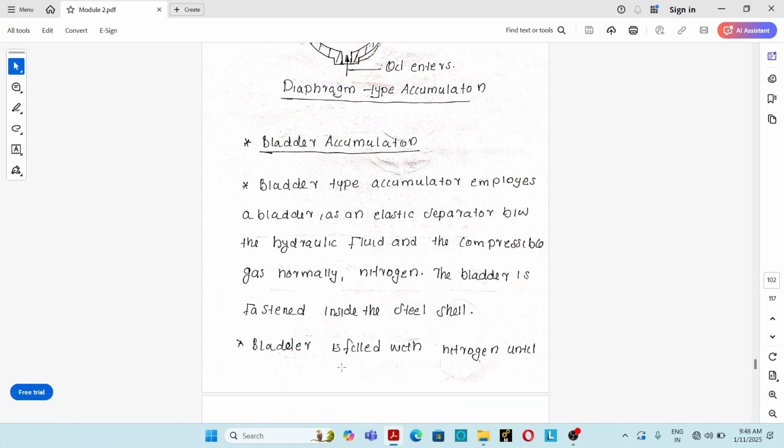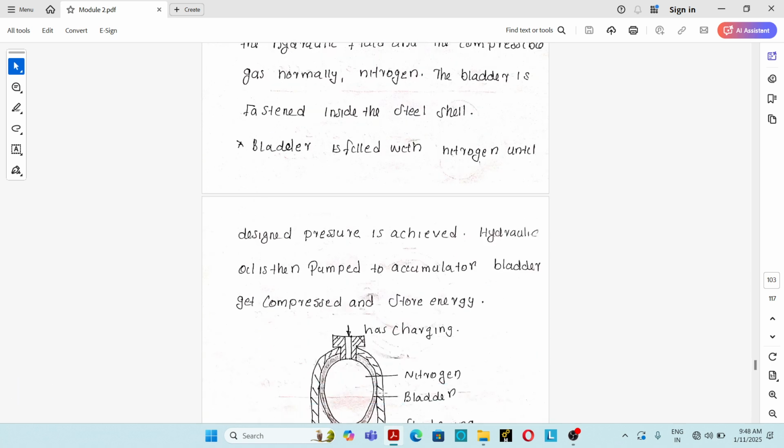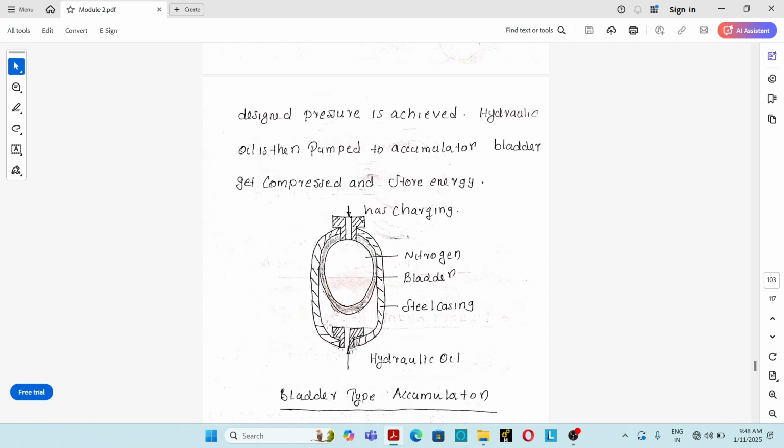Next one is the bladder accumulator. In the bladder accumulator, the bladder is an elastic separator between the hydraulic fluid and the compressible gas. The bladder is filled with nitrogen gas. So this is the bladder type accumulator. So this is the bladder.